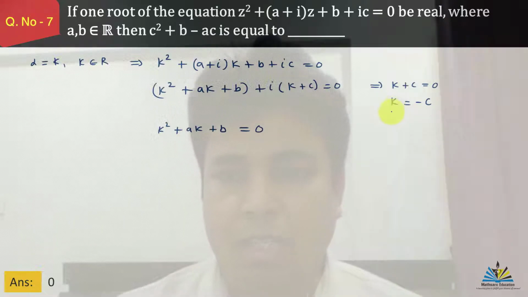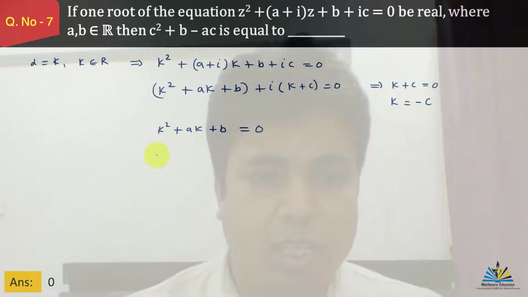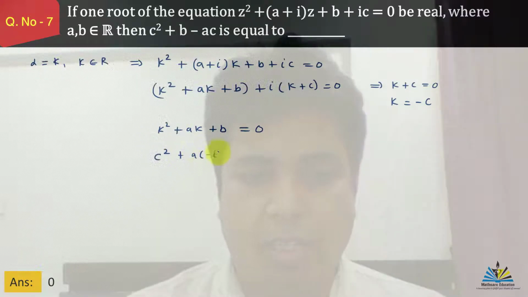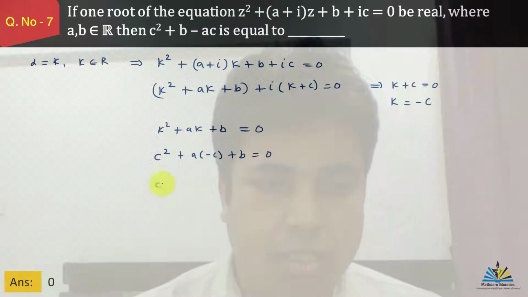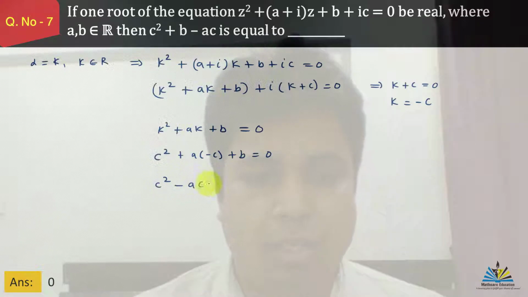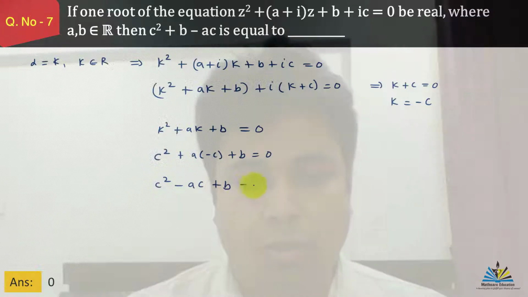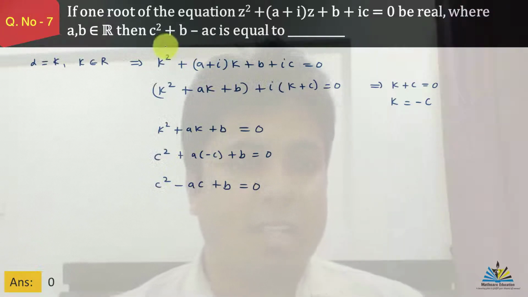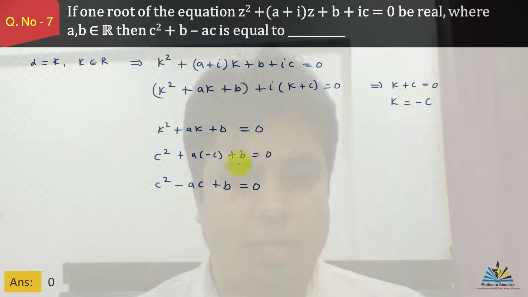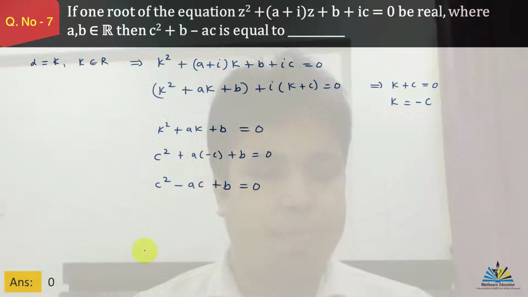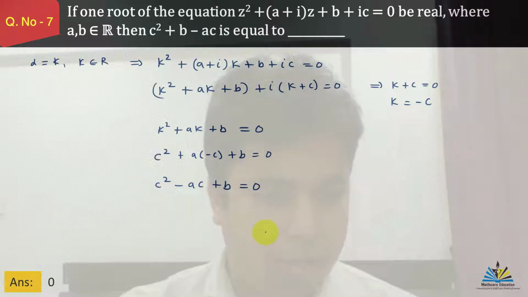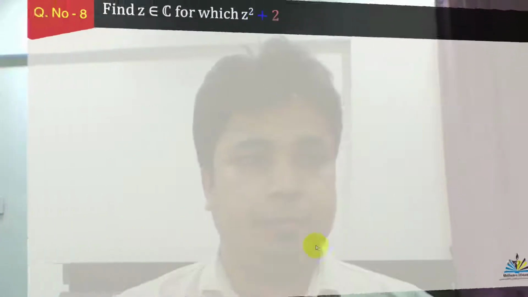So we are going to replace k by minus c. What we are getting here is c square plus a times minus c plus b is equal to 0. So we are getting c square minus ac plus b is equal to 0, and it is asking for c square plus b minus ac equal to 0. Hence the value of this is 0. Let's move on to another problem.